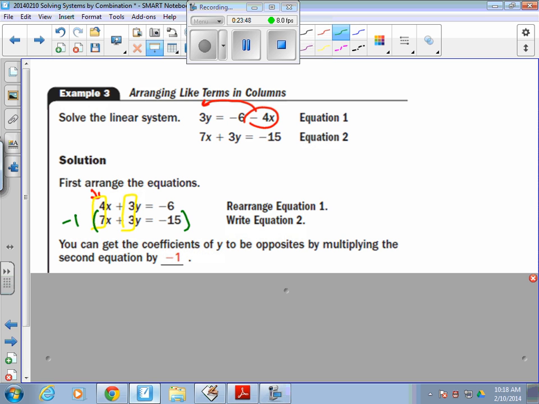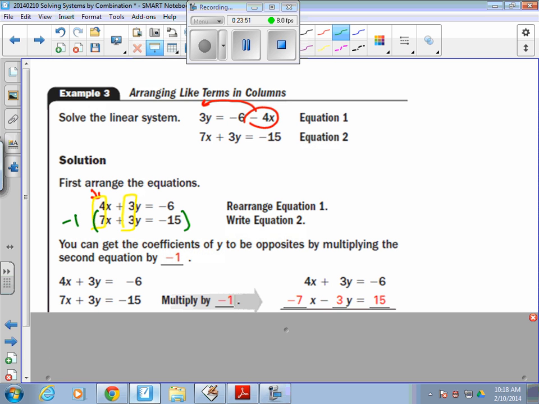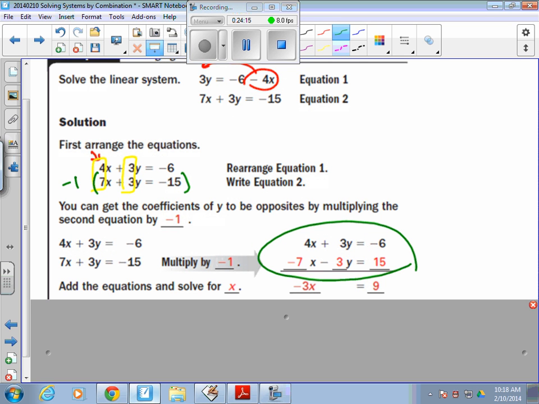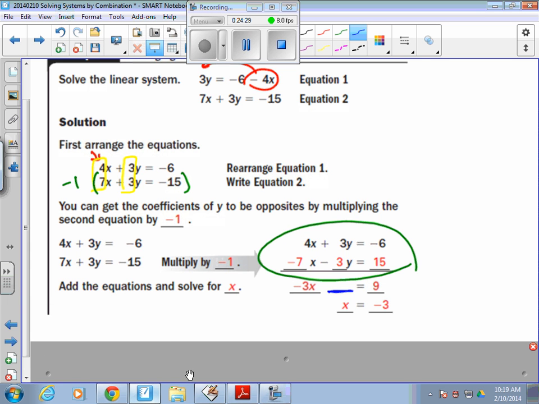Again, you have to distribute. Negative 1 times 7x is negative 7x. Negative 1 times positive 3y is negative 3y, and negative 1 times negative 15 becomes positive 15. So now in this step here, you have opposite terms, 3y and negative 3y. We can combine them in order to eliminate them. 4x and negative 7x combines to give you negative 3x. 3y and negative 3y combines to give you no y's. And then negative 6 and positive 15 gives you 9. So you have negative 3x equals 9. Divide by negative 3 to get x equals negative 3.